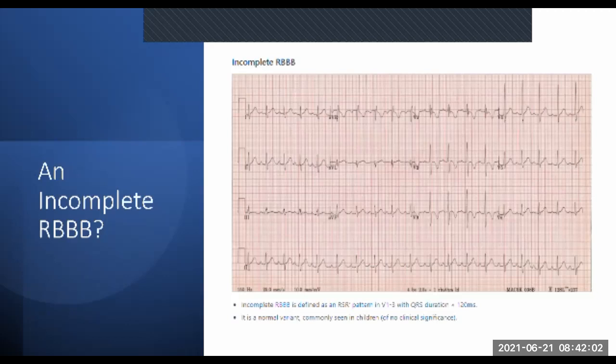Now, I'm not going to spend too much time going through this particular ECG. It was just to show you more or less what an incomplete right bundle branch block looks like. It's also a normal variant commonly seen in children, of no clinical significance. So we don't worry too much about an incomplete right bundle branch block. Even when you do see a complete right bundle branch block, it depends on the setting, and it can be an inconsequential finding in a lot of patients.